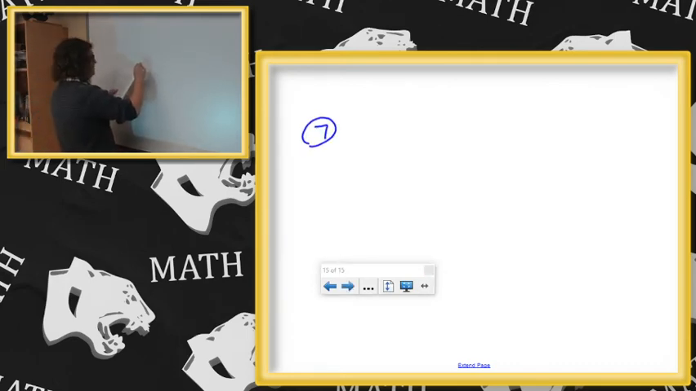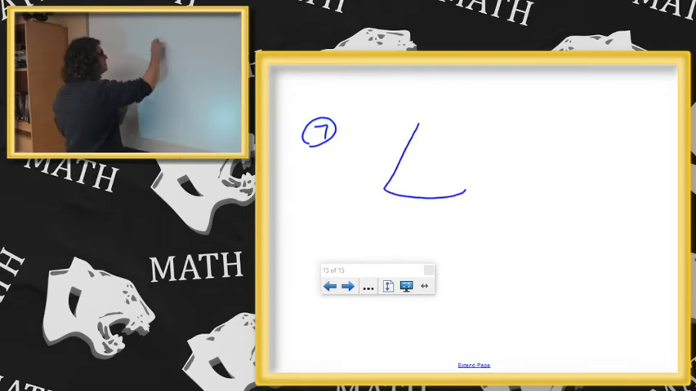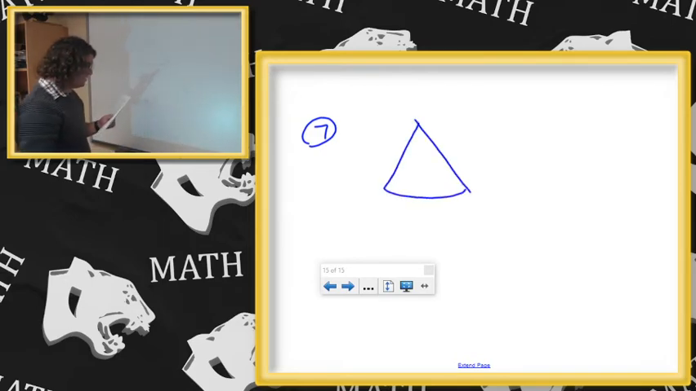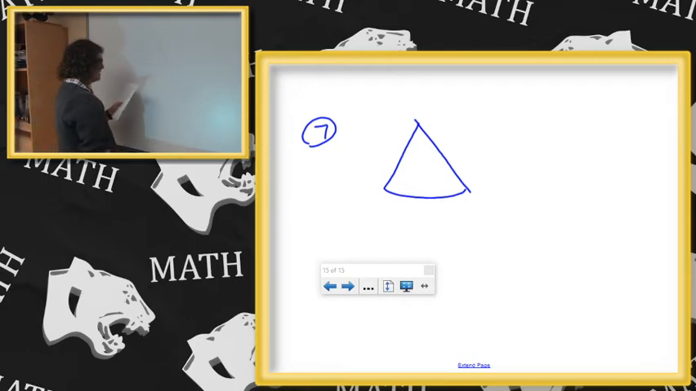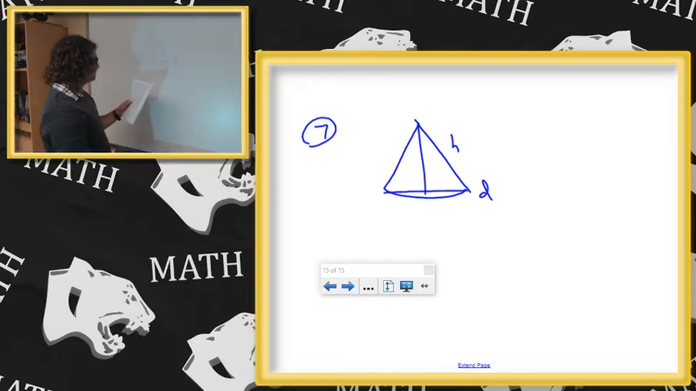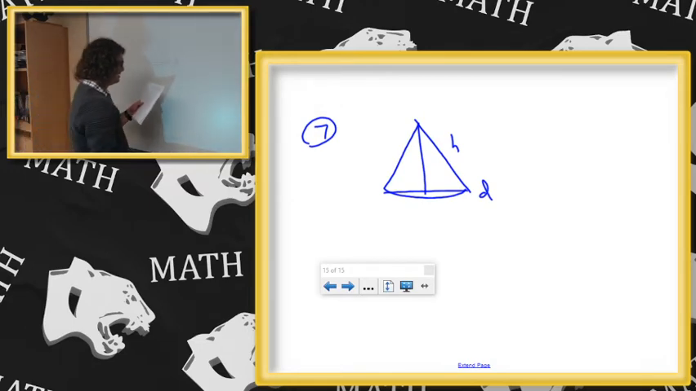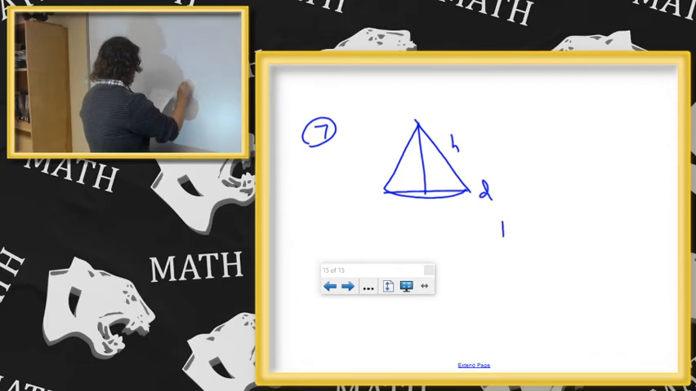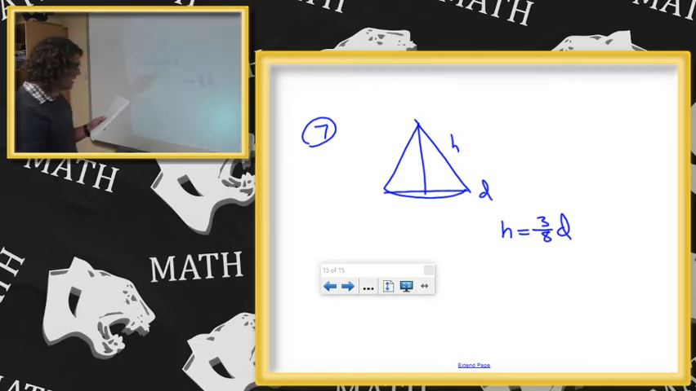So 7. Sand falls from a conveyor belt on top of a cone-shaped pile. Yeah, I gave you something like this, I think. The height of the pile is always 3/8 the base diameter. This is very similar. So the height is 3/8 of the base diameter. How fast is the radius of the base of the pile increasing when the pile is 4 meters high?